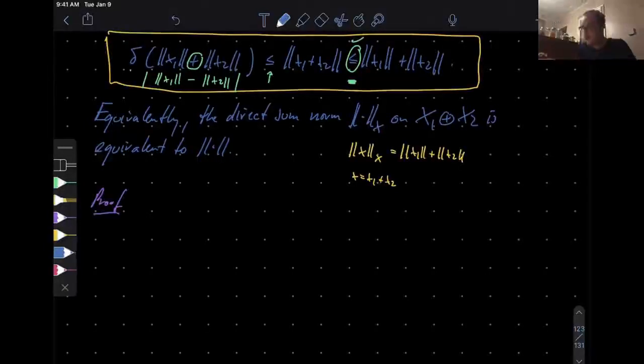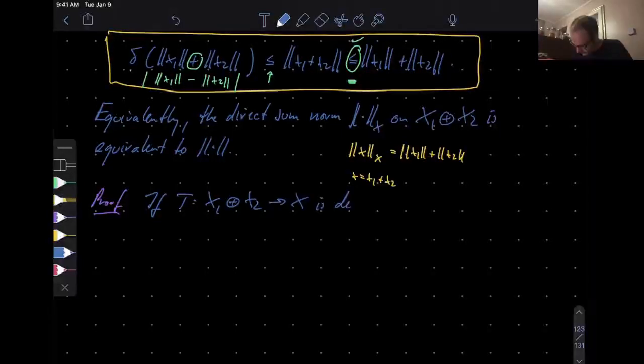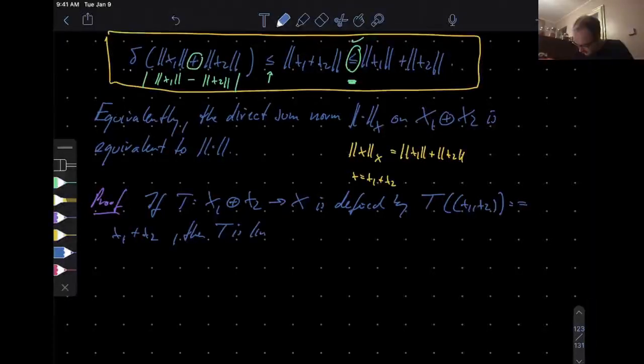Proof. So if T goes from the direct sum to just X, defined by, so the elements in the direct sum, these are these pairs. Remember the definition, x1, x2. And what I'm going to do is I'm just going to sum up their coordinates. Yeah, that's what it does. Then T is linear. That needs no further justification.